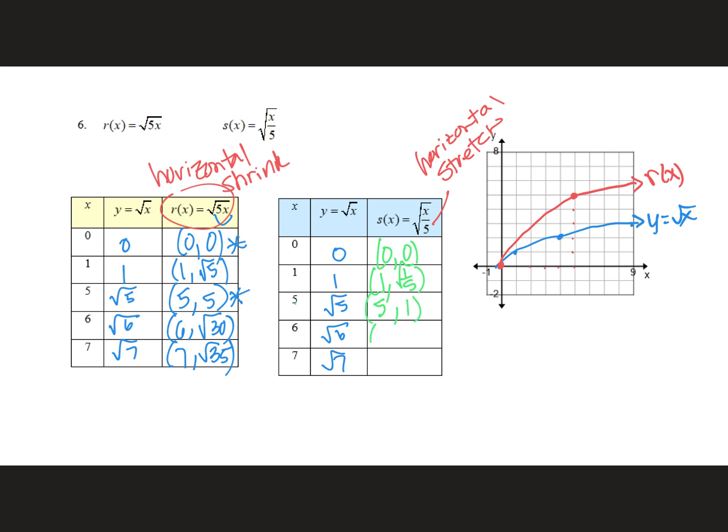6 would be 6 over 5, which is not really helpful. These numbers aren't actually that helpful. 7 would be the square root of 7 over 5. And look what happens. 0, 0, still there. But now 1, 2, 3, 4, 5 is at 1. Look how narrow that is when compared to the x-axis. So that's a stretch.